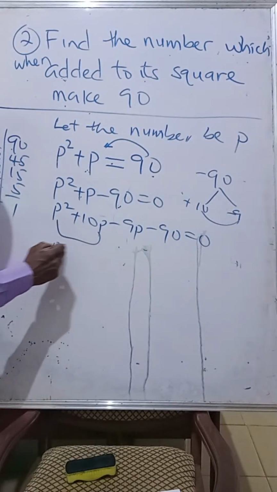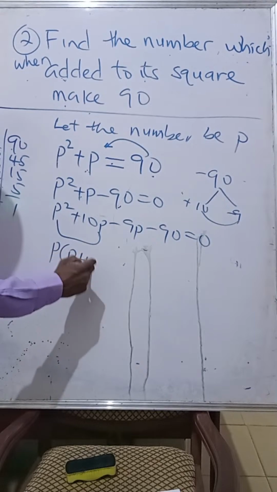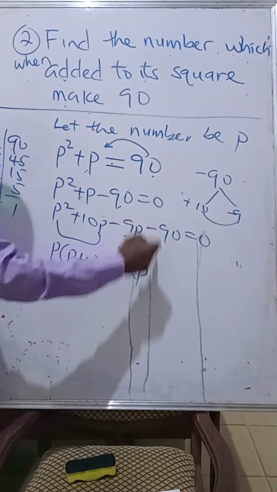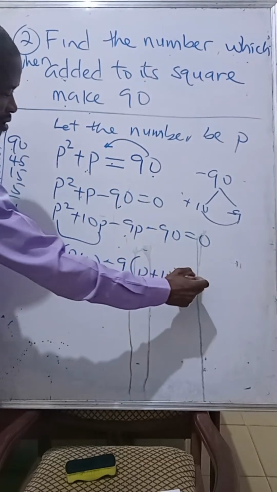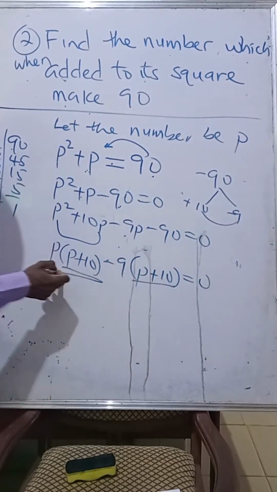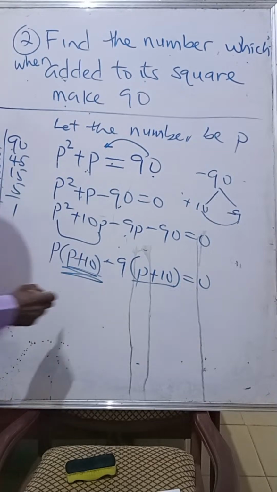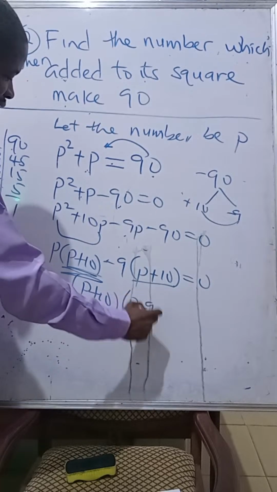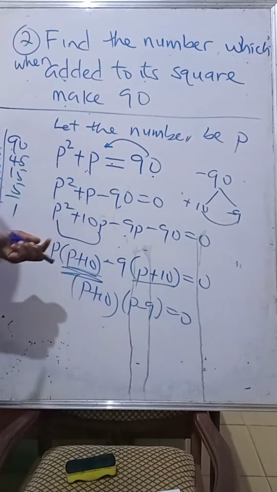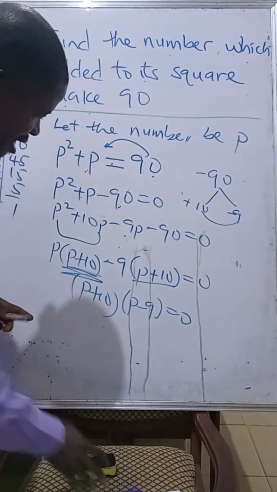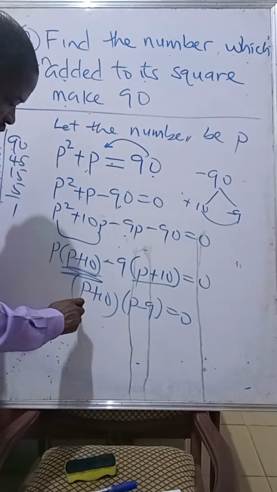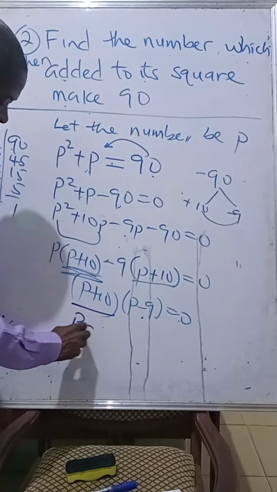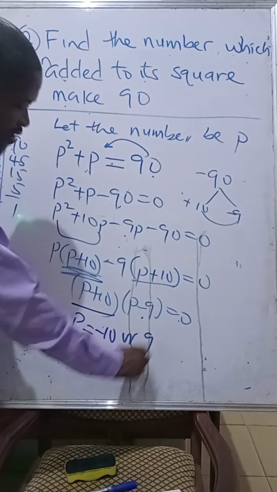So then begin to pair. P is common here, take your P outside. Here also, minus 9 is common, so minus times minus, that's a plus. And when you factorize, these two expressions are expected to be equal. So that'll be P plus 10 and then P minus 9 equal to 0. That means this one is equal to 0 or this one also equal to 0. So P is equal to minus 10 or 9.